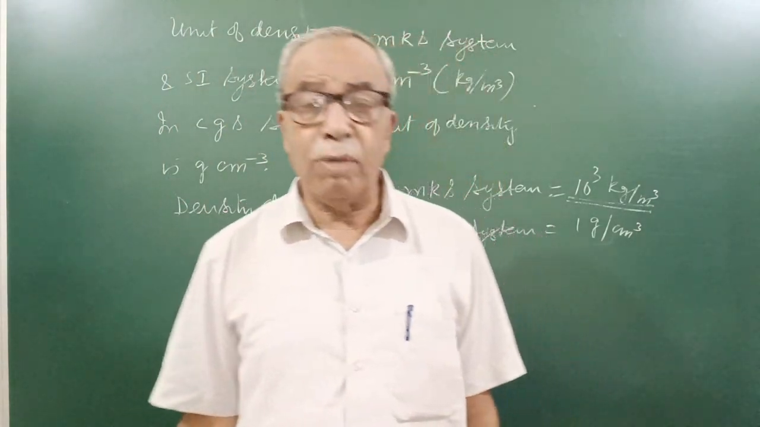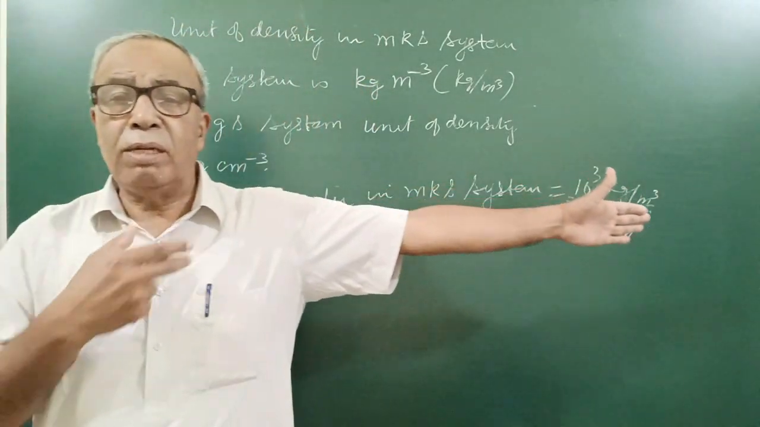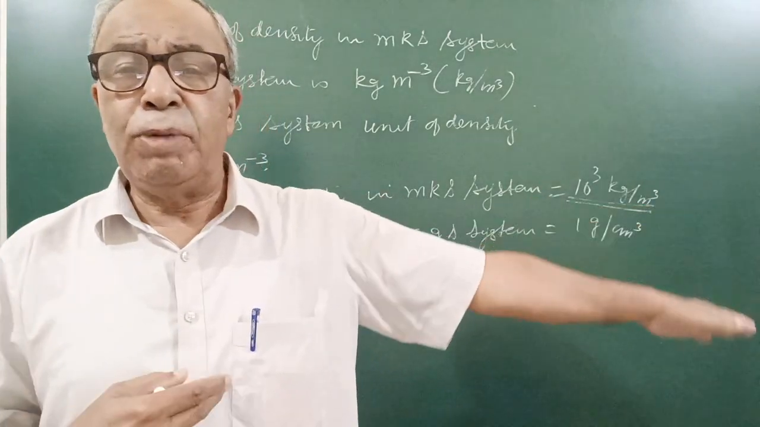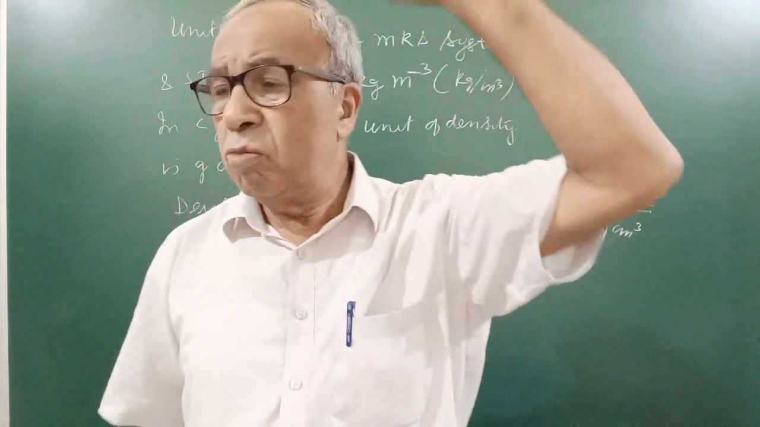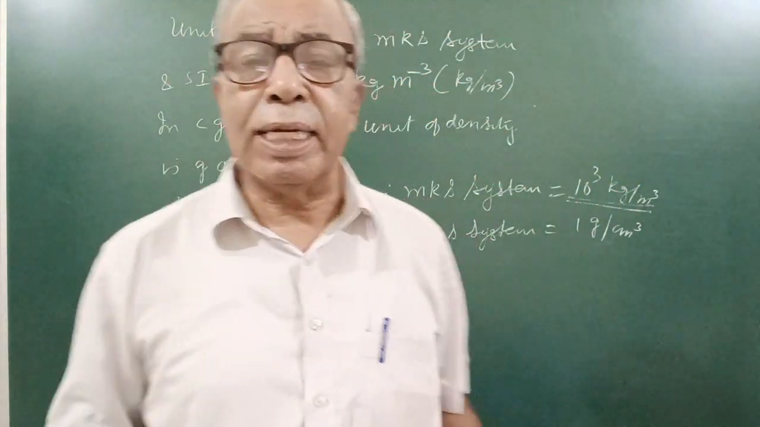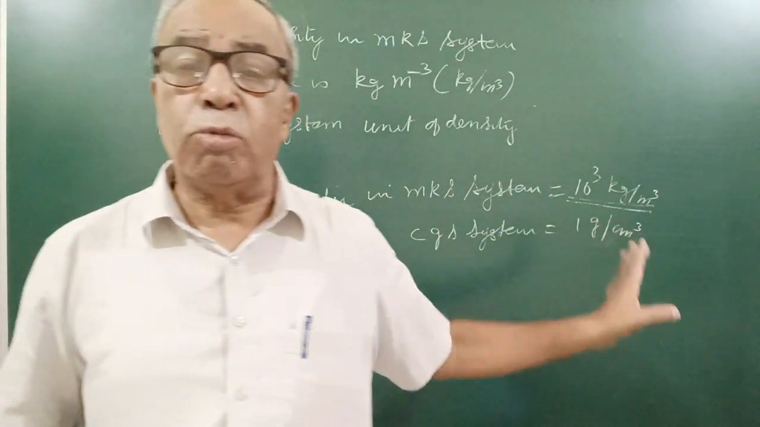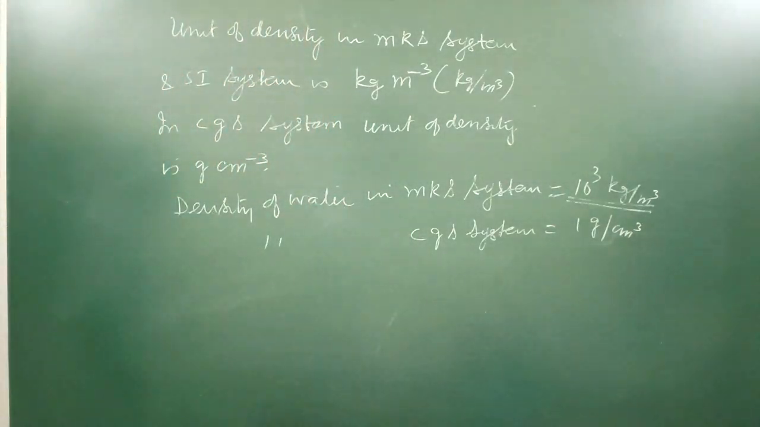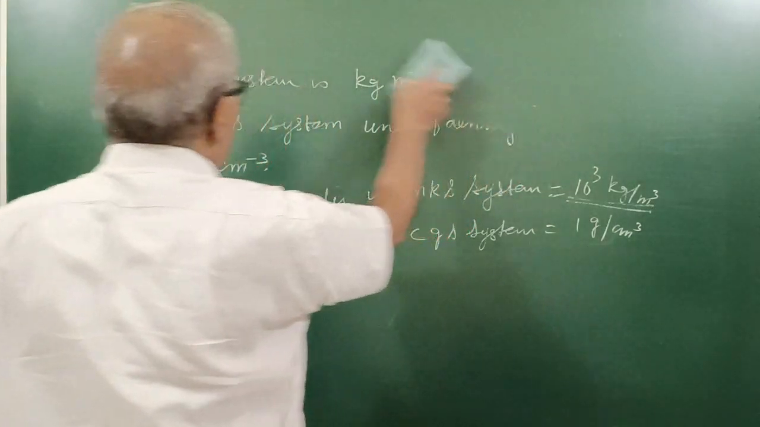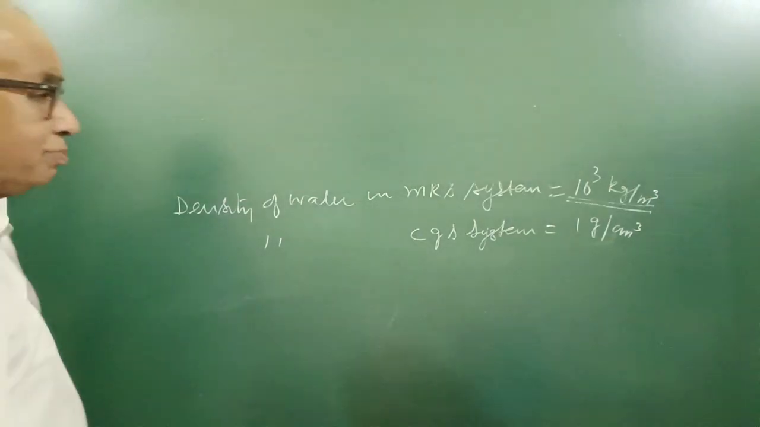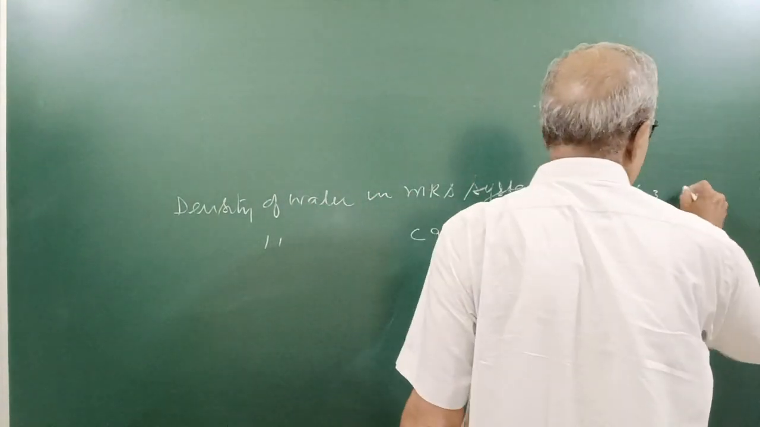Now, dear student, 1 meter length is this much. If we have a container of length 1 meter, breadth 1 meter, height 1 meter, that will have volume 1 meter cube. If we fill water in that container, the mass of water will be 1000 kilogram. This is the meaning of that thing. Density of water is this at 4 degrees centigrade.